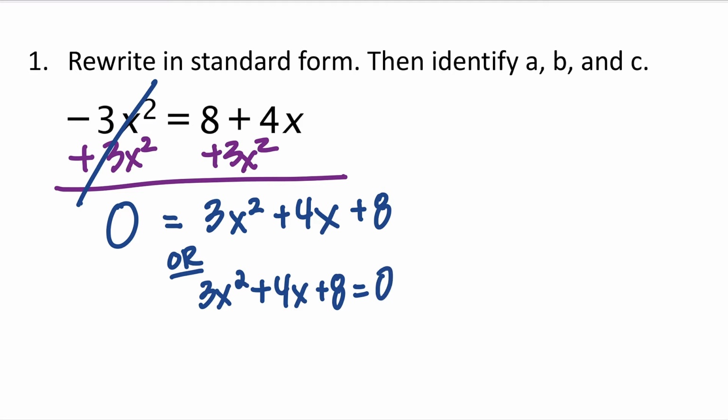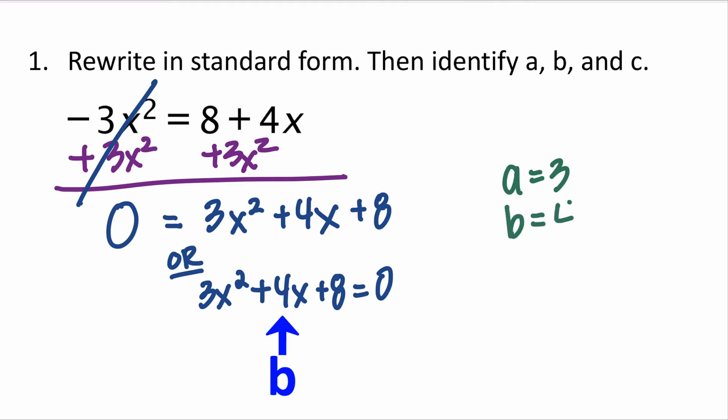Now we can identify the coefficients a, b, and c. A is the coefficient in front of x squared, so in this problem a will equal 3. B will be the coefficient in front of x, so in this problem, b will equal 4. And finally, c is the constant term, so c will be equal to 8.